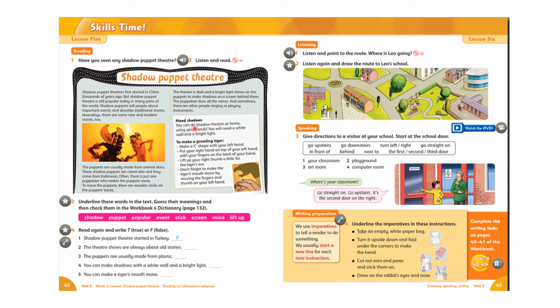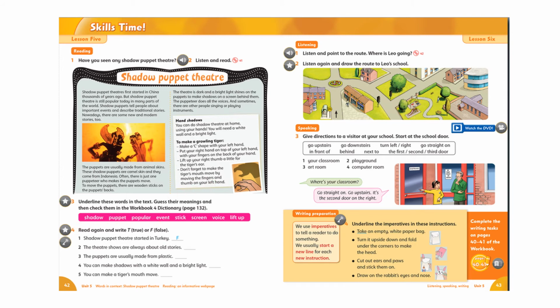Hand shadows. You can do shadow theater at home using your hands. You will need a white wall and a bright light. To make a growling tiger, make a C shape with your left hand. Put your right hand on the top of your left hand with your fingers on the back of your hand. Lift up your right thumb a little for the tiger's ear. Don't forget to make the tiger's mouth move by moving the finger and thumb on your left hand.